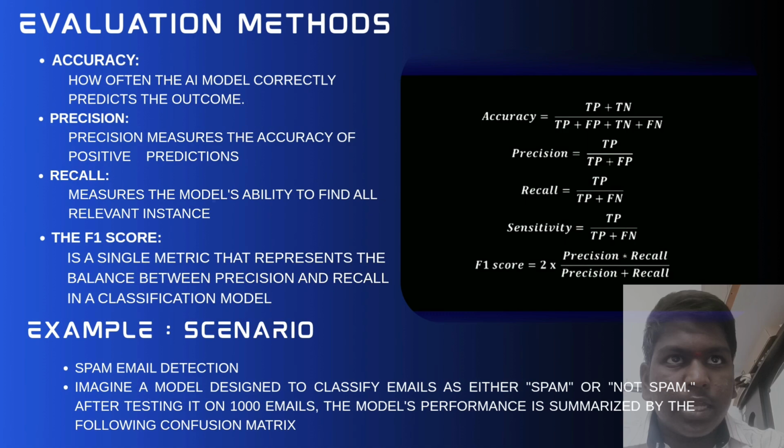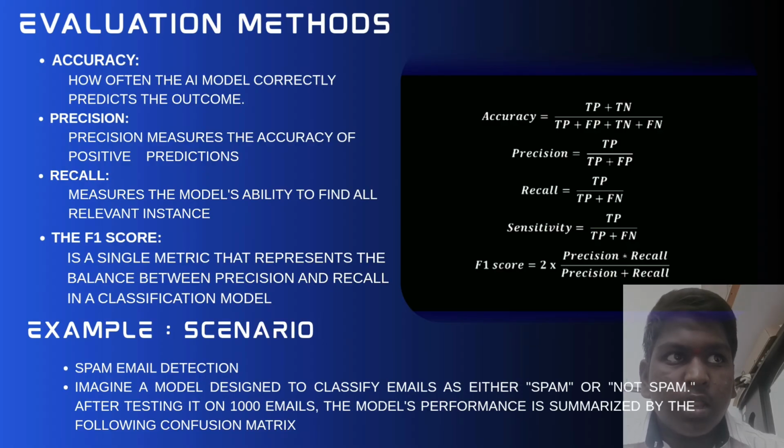There are some methods in evaluation. They are accuracy, precision, recall, F1 score. The formula for accuracy is accuracy equal to true positive plus true negative divided by true positive plus true negative plus false positive plus false negative. In the numerator we add true positive and true negative. In the denominator we add everything: true positive, true negative, false positive and false negative.